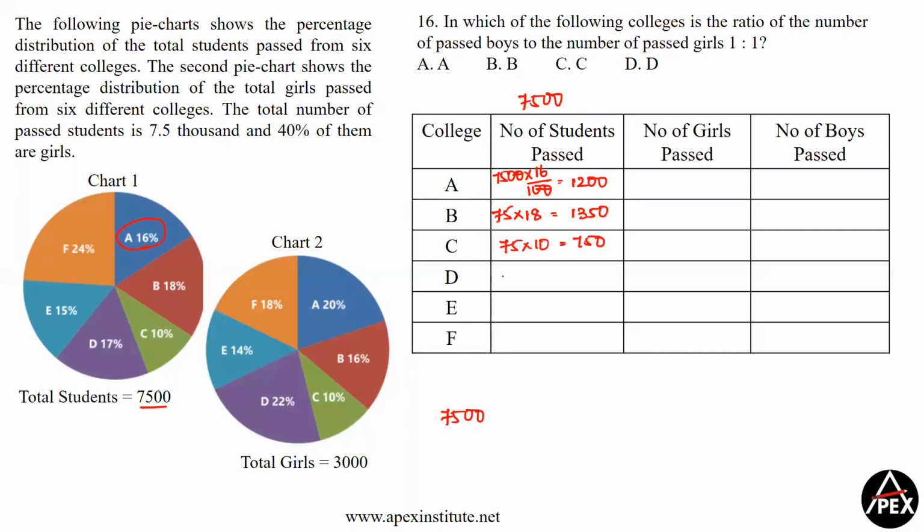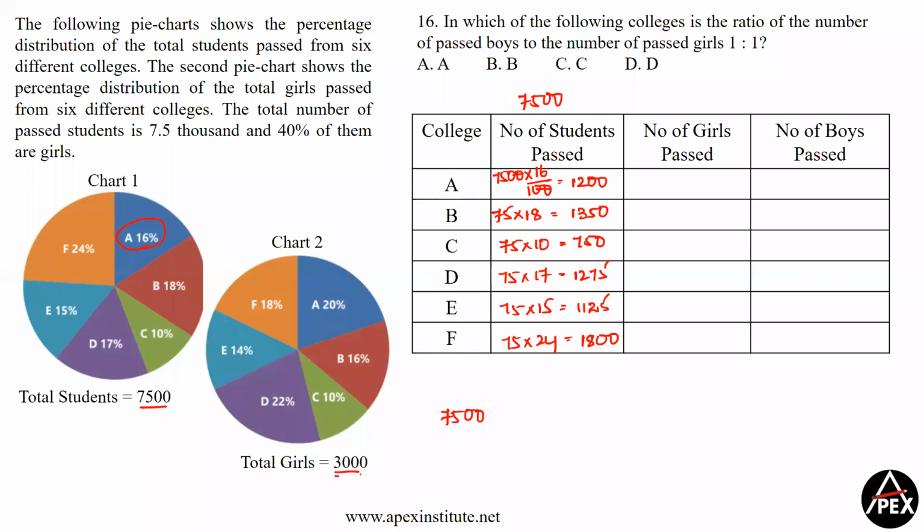From college D, 75 into 17. So it will be 1,275, isn't it? Yes, sir. 1,275. 75 into 15, it will be 1,125. 1,200 minus 75, 1,125. And 75 into 24, so this will be 1,500 plus 300, 1,800. Clear?